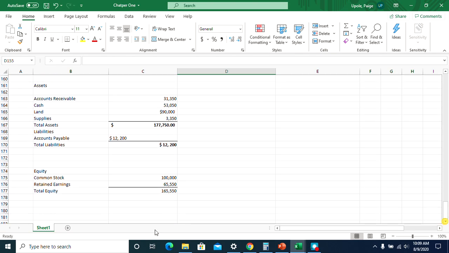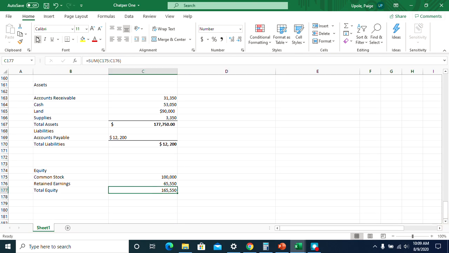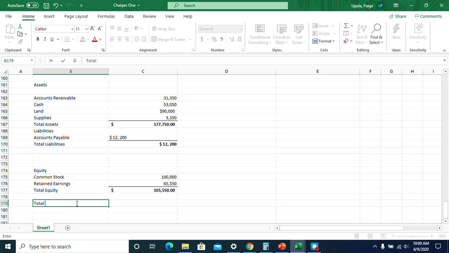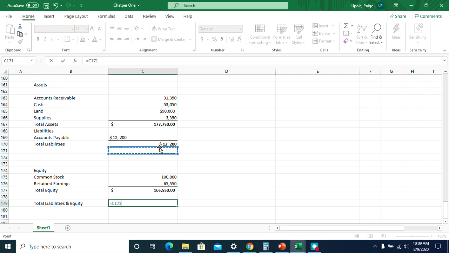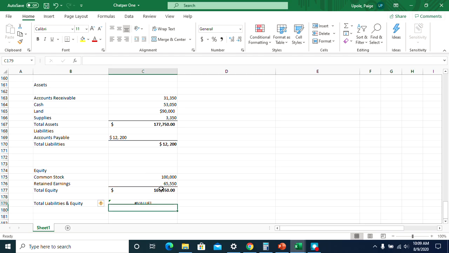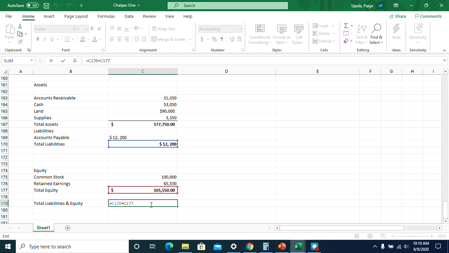All right, and so then we do our final check, because what will we always remember? Our assets should equal our liabilities plus our equities. So we'll do total liabilities and equity, and we just do this value plus this value, and we have an issue somehow. Oh, I have a space here.